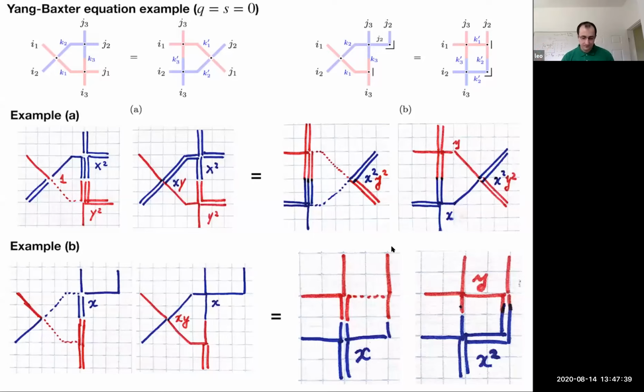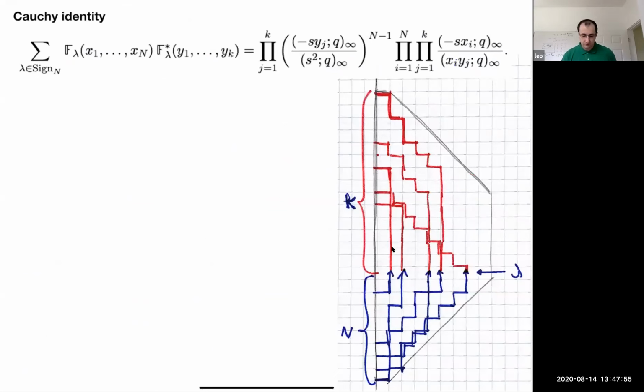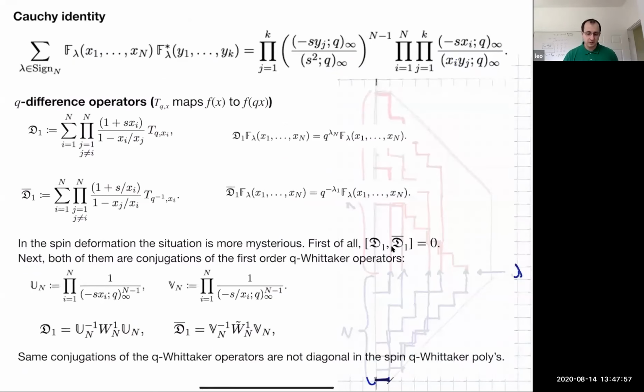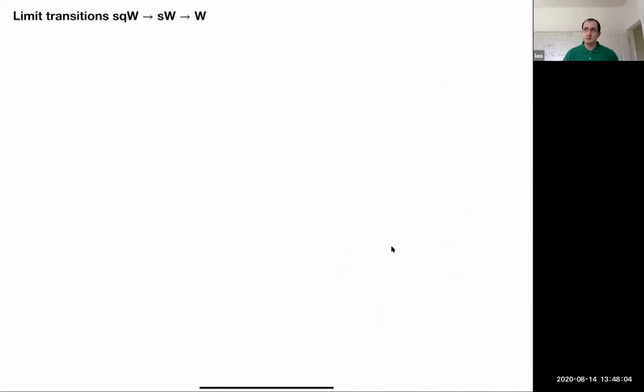so it's kind of more interesting and more complicated. It's not so easy to check, but again, we don't need to check the spin q-Whittaker equations because we can just deduce them by fusion. So there is a Cauchy identity. There is a bunch of q-difference operators. So I'm going to repeat everything in the spin Whittaker case. So let me talk about the limit.